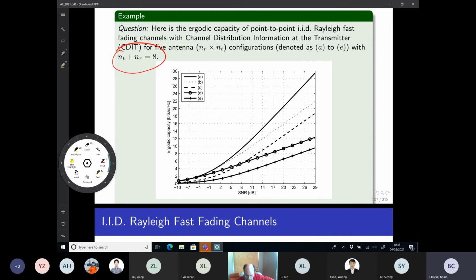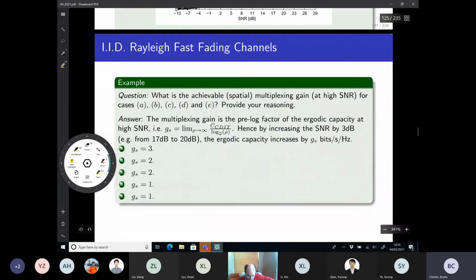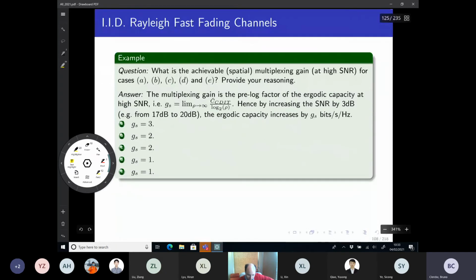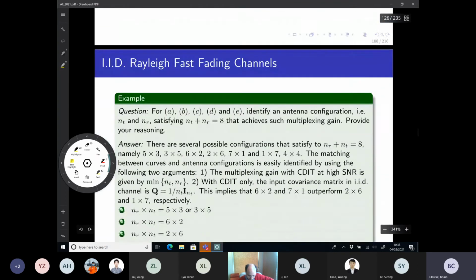Right, so you can think about this. You have the solution here, and so what you can do is measure the multiplexing gain for those different antenna configurations here, here, and there, and then think about what antenna configuration could lead to such multiplexing gain. And there could be multiple solutions, right? So this is what you have here.